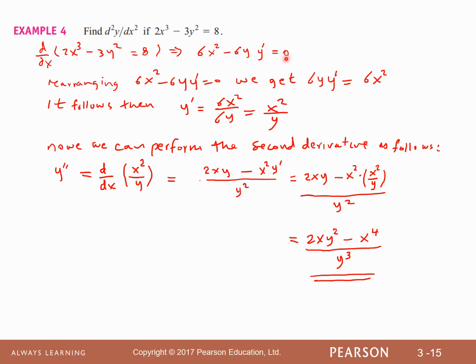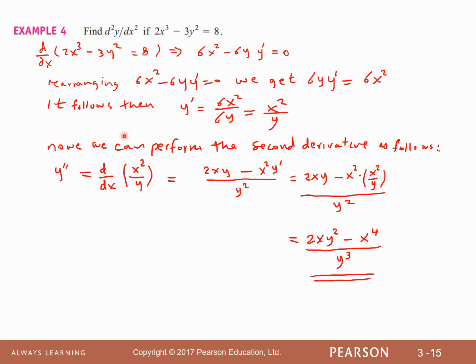We can rearrange them. Since this is equal to 0, we can just put this term on the left-hand side and put the 6x squared on the right-hand side. It doesn't matter. It doesn't change anything. Now we have to divide by 6y both sides. If we do, then we're going to get y prime on the left-hand side, and the right-hand side will be 6x squared divided by 6y, which is equal to x squared divided by y.